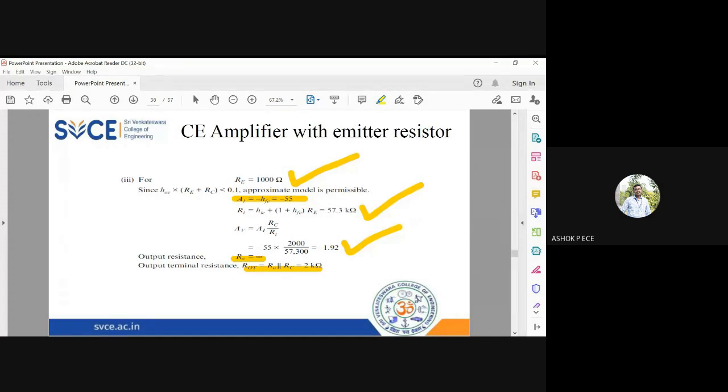So any clarifications or doubts you have regarding this problem solving in this type of common emitter amplifier with emitter resistor, you can ask it now. Is it clear? Are things clear?